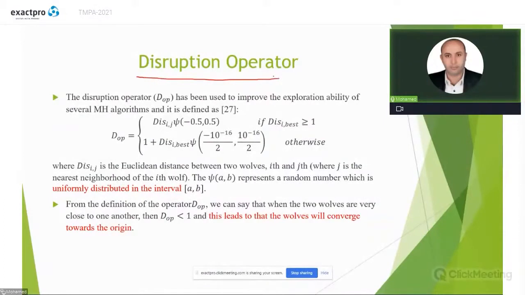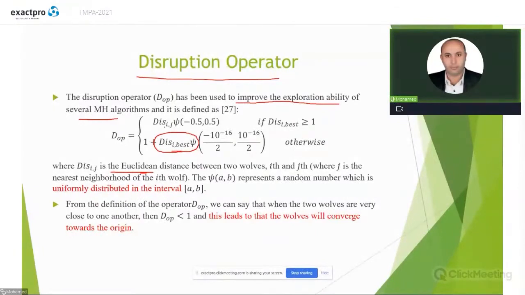This disruption operator has been used to improve the exploration ability of several meta-heuristics, since it depends on the distance between the current solution and its neighboring solutions, and may also depend on the best solution and the current one.